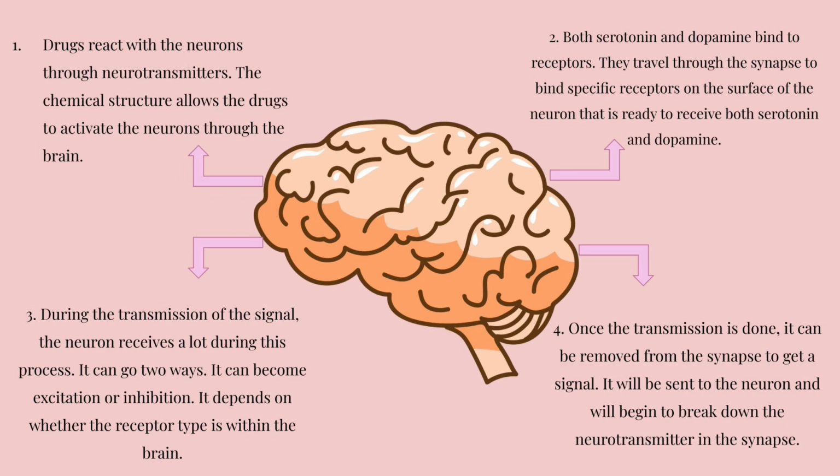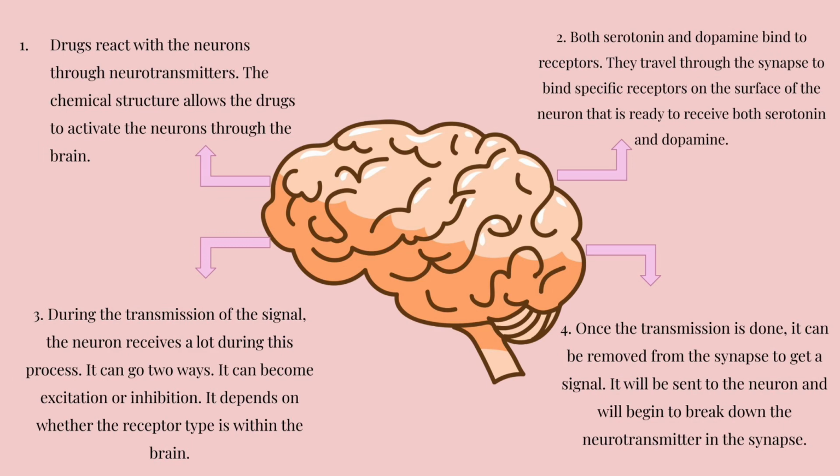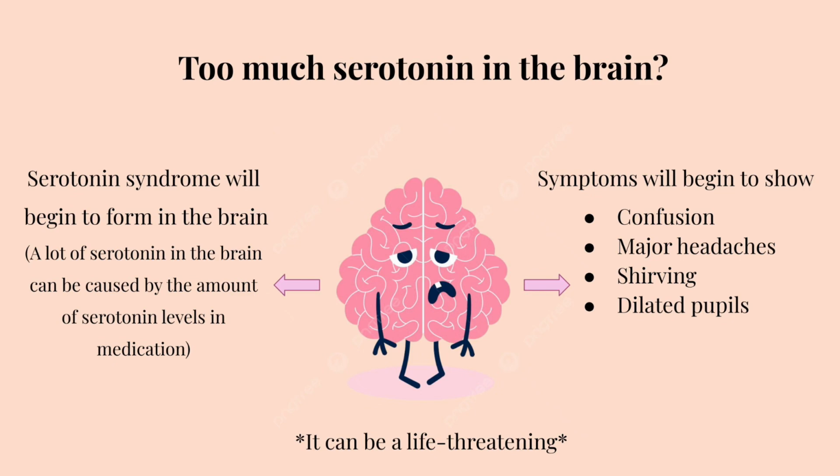The third part of this process is that during this transmission of signal, the neuron receives a lot. It can go 2 ways. It can become excitation or inhibition. It depends on the receptor type within the brain at the time. The last part, the fourth and final part, is that once the transmission is done, it can be removed from the synapse. It will be sent to the neuron, which will begin to break down the neurotransmitter in the synapse, which causes a reaction. So what happens if there's too much serotonin in the brain?